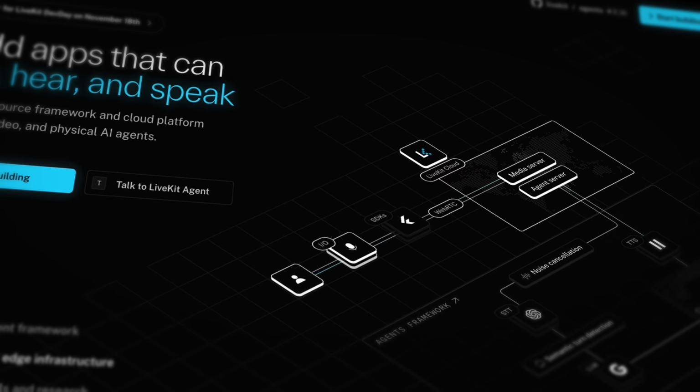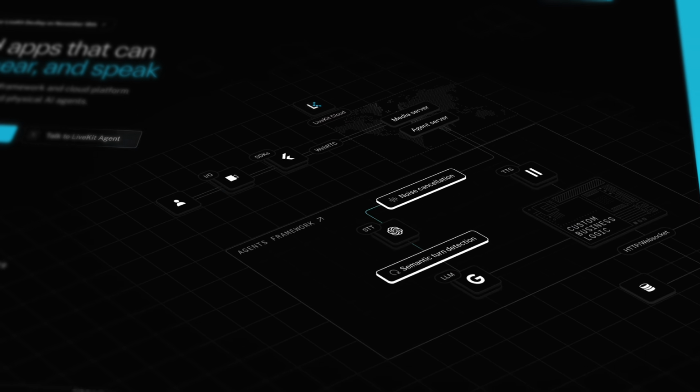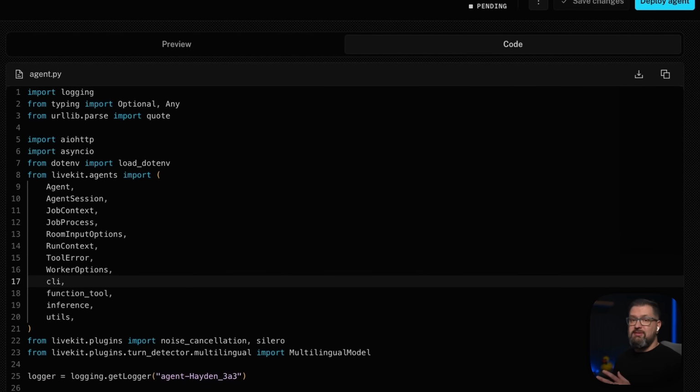Now, behind the scenes, this is running on LiveKit Cloud, fully hosted, fully managed, the same infrastructure that powers voice agents for production applications. And here's the part that makes this different from other low-code tools. Agent Builder generates real code. This is actual Python using the LiveKit Agents framework. You can download it, modify it, or push it to your own repository.